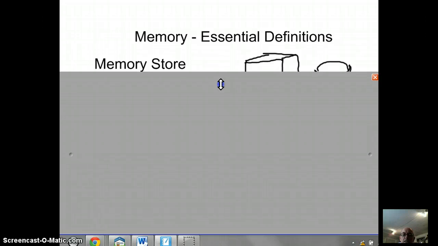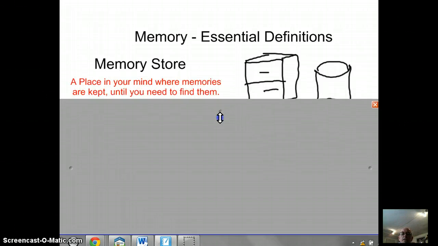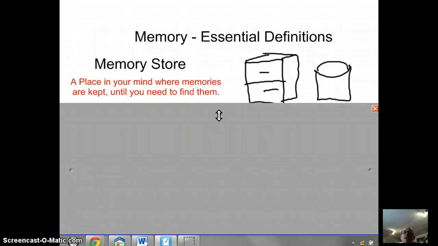Our first definition is a memory store. So psychologists often talk about us having different memory stores. And a memory store is a place in your mind where your memories are kept until you need to find them. So the kind of example I've used here is we might think of the memory as like a filing cabinet. We put it in, they might be quite nicely organized, or we might think of memory like a bucket where we chuck everything in, and it might be harder to find things. You can probably decide which kind of memory store best describes your memory. So it's a memory store.